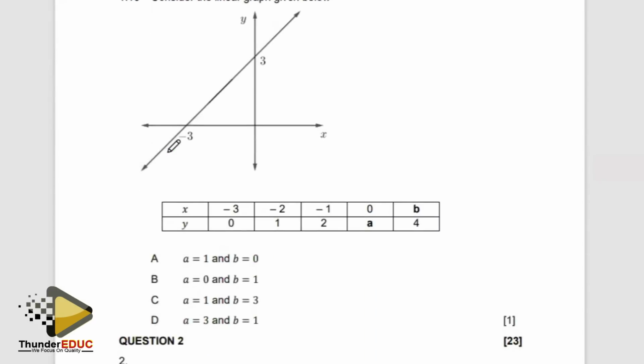Then lastly, 1.9, consider this linear graph, 3 and negative 3. We have the table. So if negative 3 is 0, negative 2 is that, then what is 0? When x is 0, y is 3. So A becomes 3. And then which number gives us a 4? It has to be a 1, because this pattern is increasing by just 1. So the correct option is going to be option D. All right, so this is more like a pattern.